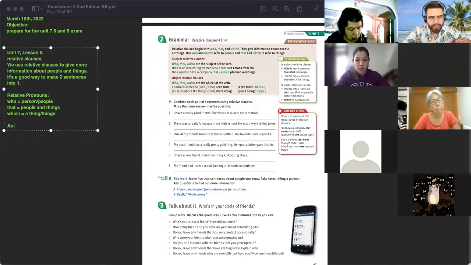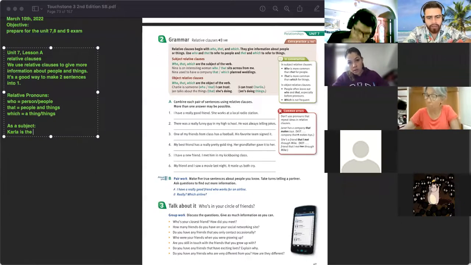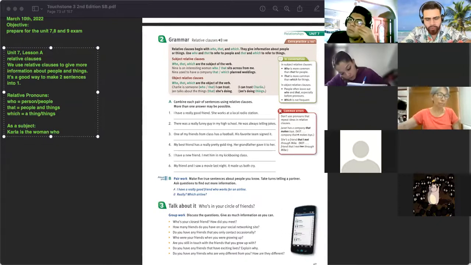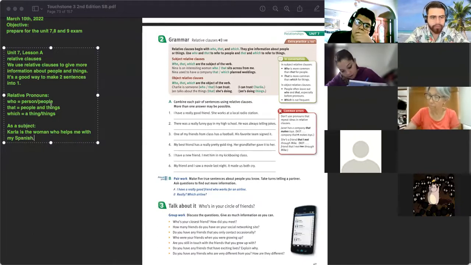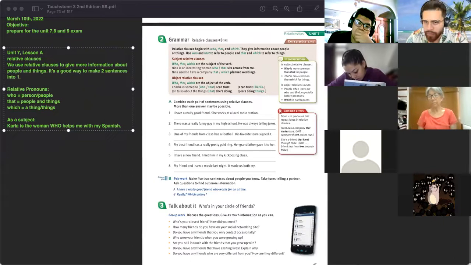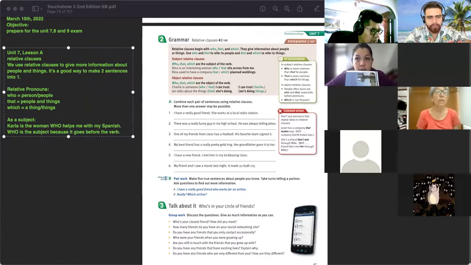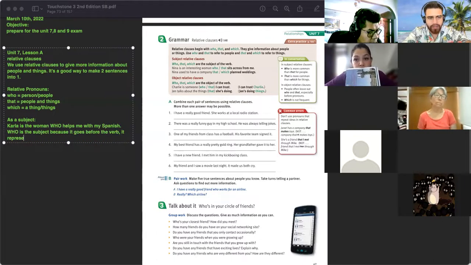Look, as a subject, it would look something like this. Carla is the woman who helps me with my Spanish. In this case, who is the subject because it goes before the verb. It represents a subject.